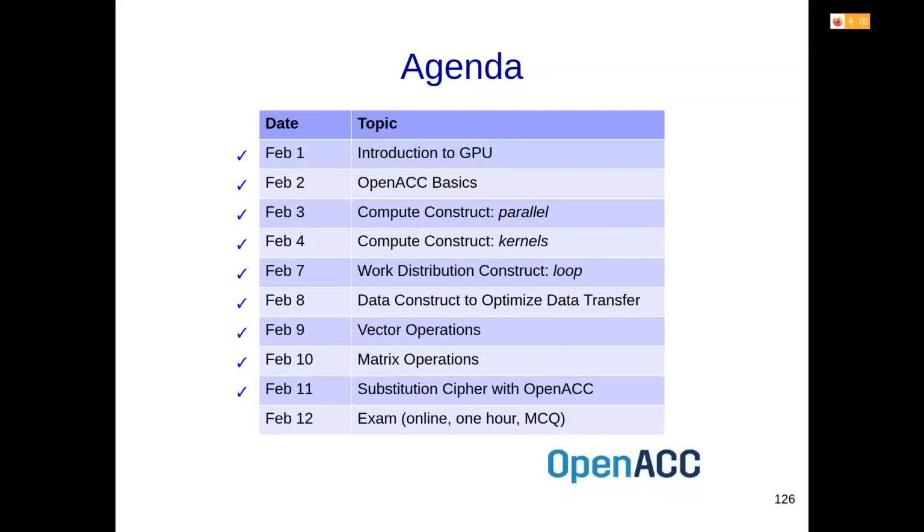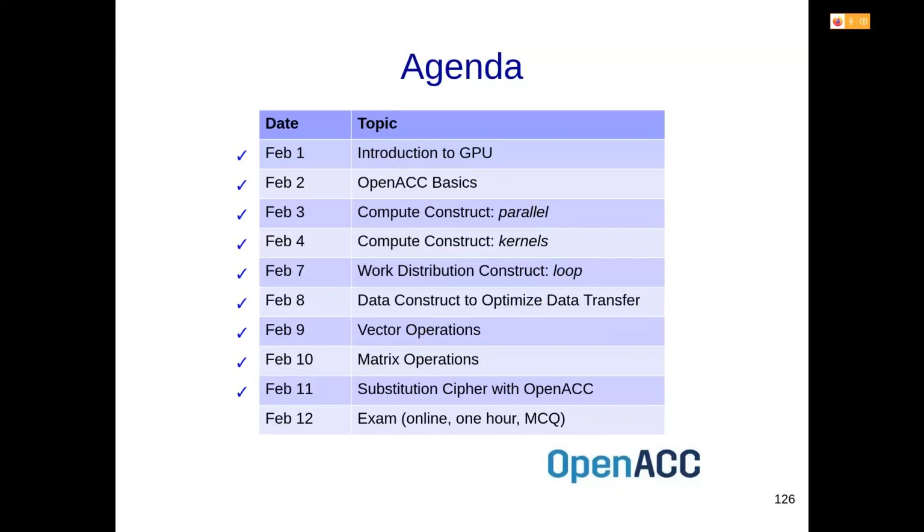We then looked at compute constructs, parallel, kernels, and loop, which were allowing us to perform the parallelization easily and distribute work across different threads. Then optimization of the data transfer we did using the data construct. We then applied it to certain vector operations, and by doing different things, we learned a few other aspects related to the compilation as well as optimizations.